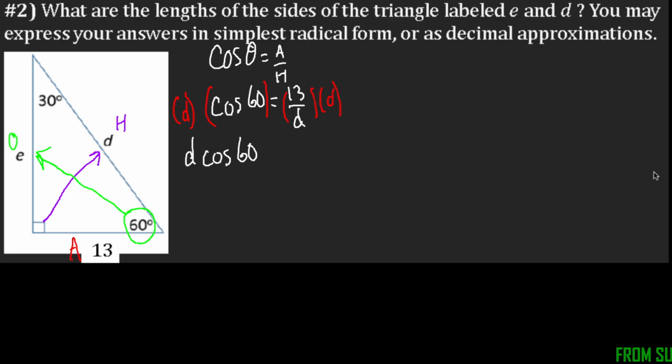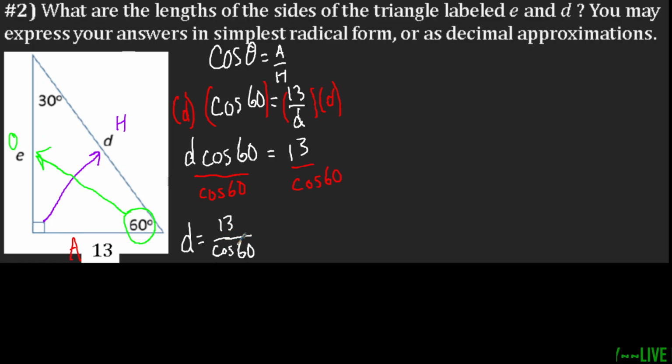Okay, so let's do d cosine 60 equals... again, the numerator and denominator cancel out, so the 13 comes down. I can't say this is my answer because I don't have d equals numbers. I have one more step. So now we divide by cosine 60 because we're trying to get d by itself. So I say cosine 60 divided by cosine 60. So now I say d equals 13 divided by cosine 60.